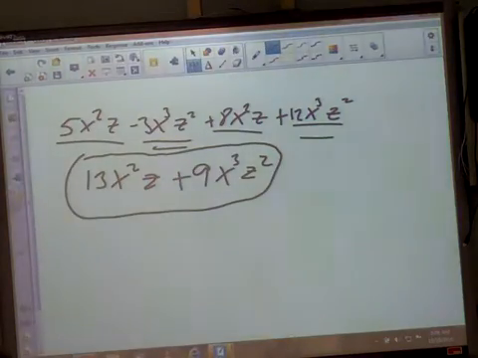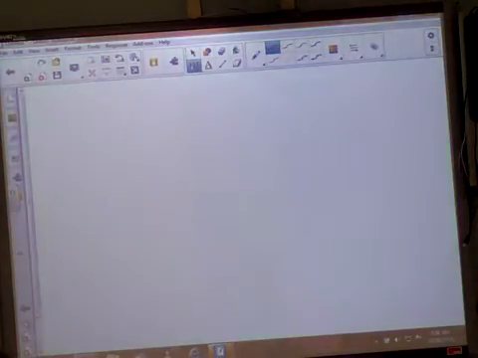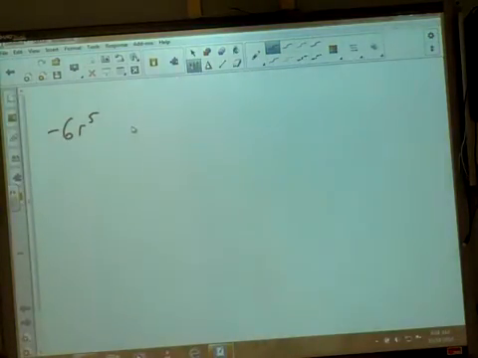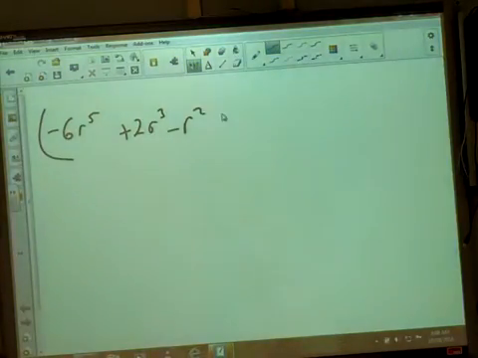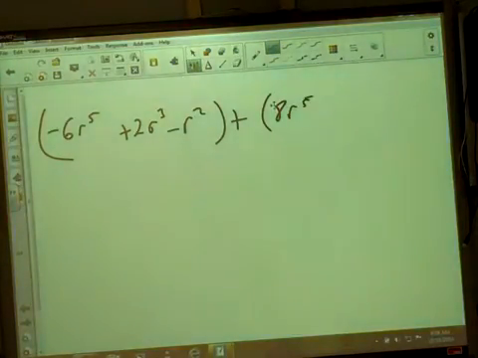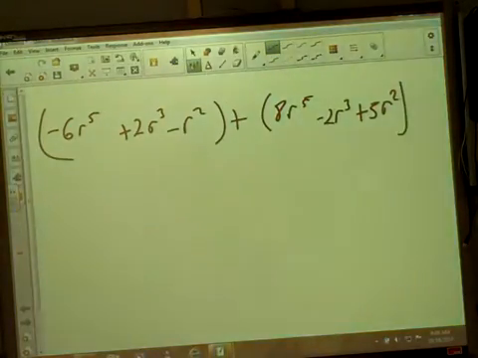Alrighty. Couple of different ways we can add these things. We're fixing to add a couple of polynomials. This thing started off as just one big polynomial, and we simplified it down to a binomial. But now we're going to have polynomials to add, and there's a couple of different ways we can do it. This one says -6r to the 5th, and I'm going to do it both ways with you, plus 2r cubed minus r squared. I want to add that to 8r to the 5th minus 2r cubed plus 5r squared.